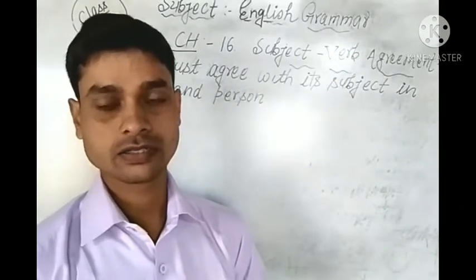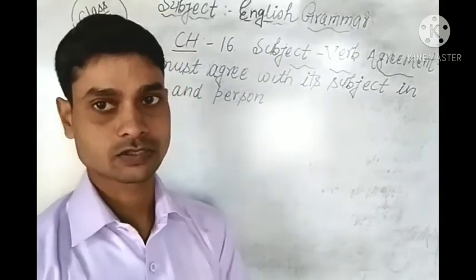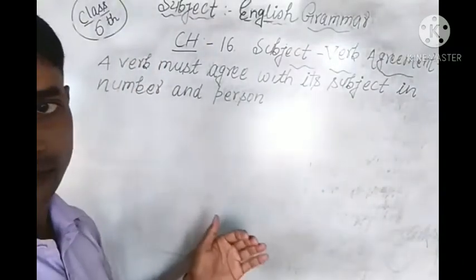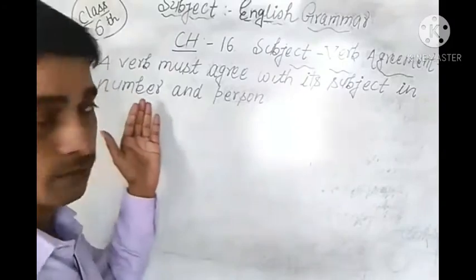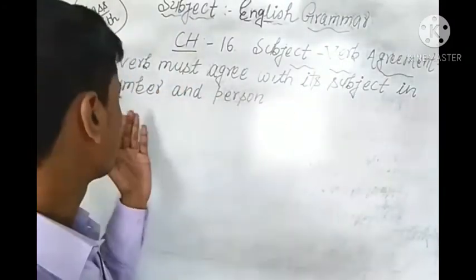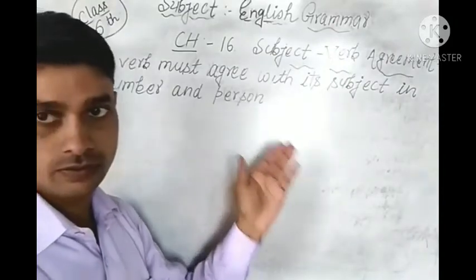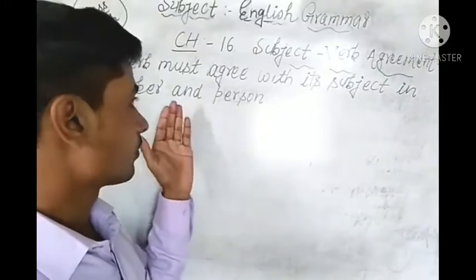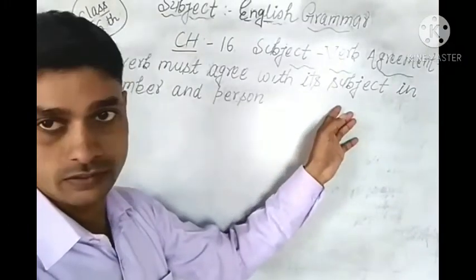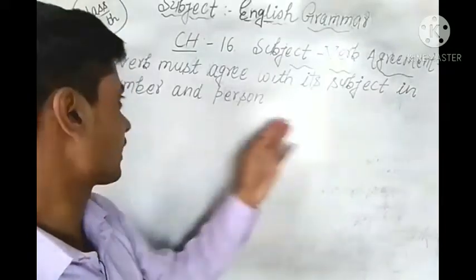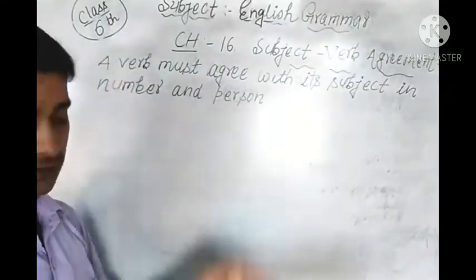How can we use the verb as suitable for the subject? First of all, what is subject verb agreement? A verb must agree with its subject in number and person. Students, whenever we use the verb, first of all, the verb must agree with its subject. What is the subject, and which verb is used for that subject according to number and person.